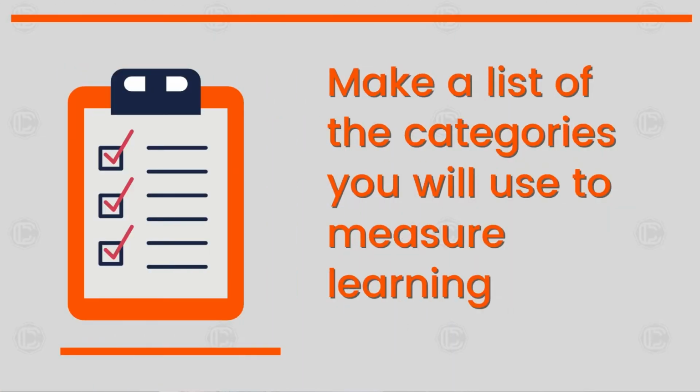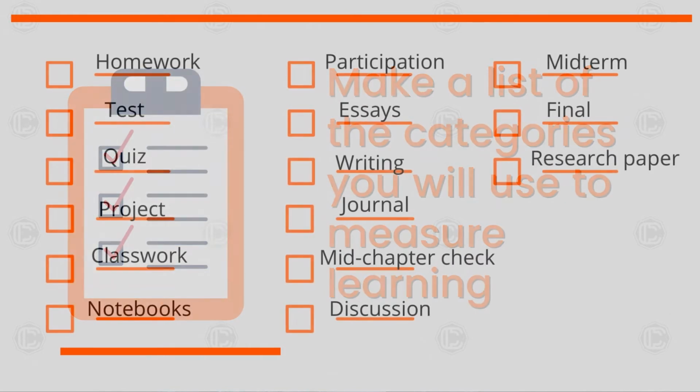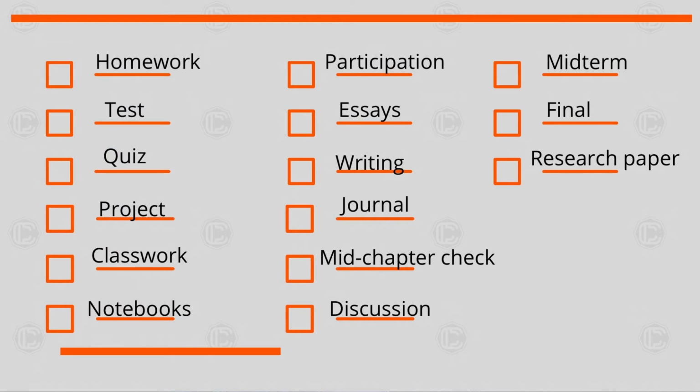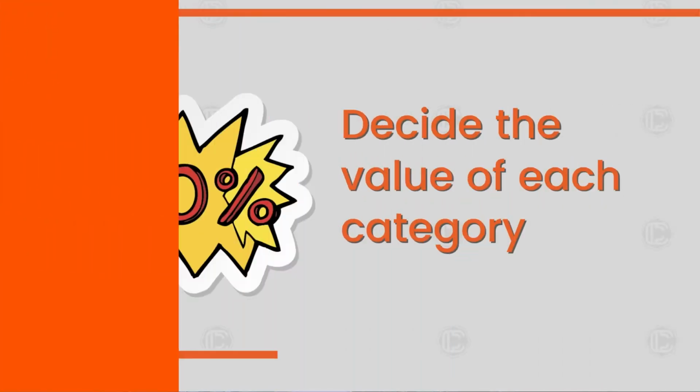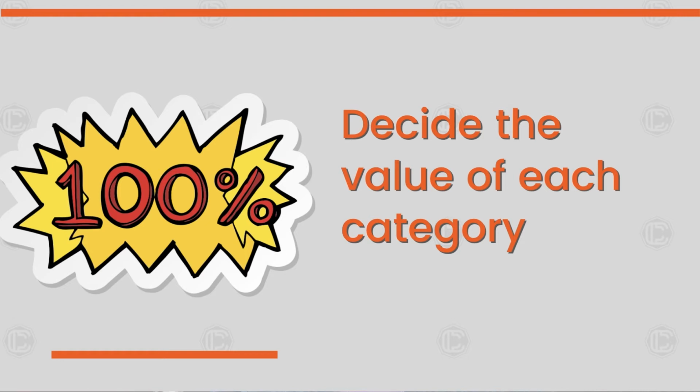All right, so to start, you begin by making a list of all the categories you plan on using to measure learning. So here's an example list. Some categories might not pertain to your class. It all depends on what grade and what subjects you're teaching. The second step is to decide the value for each category and make sure it adds up to 100%.